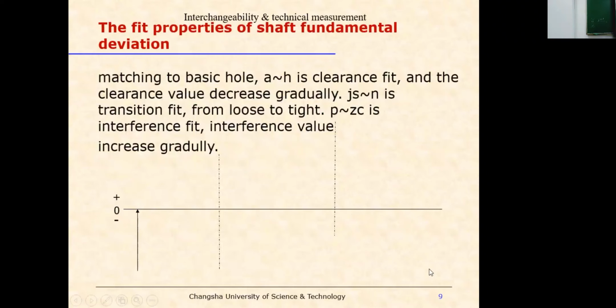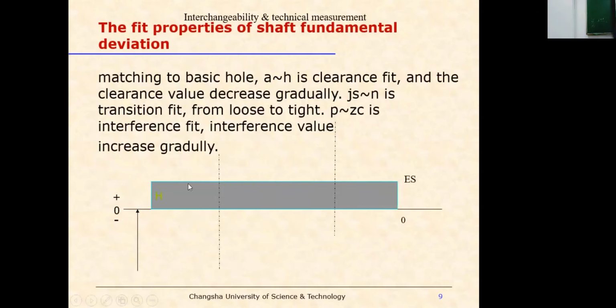The machining of basic hole A to H is clearance fit. So just find page 28, the A to H is an interference. The basic hole is the hole, which is the H, and the hole or the shaft.